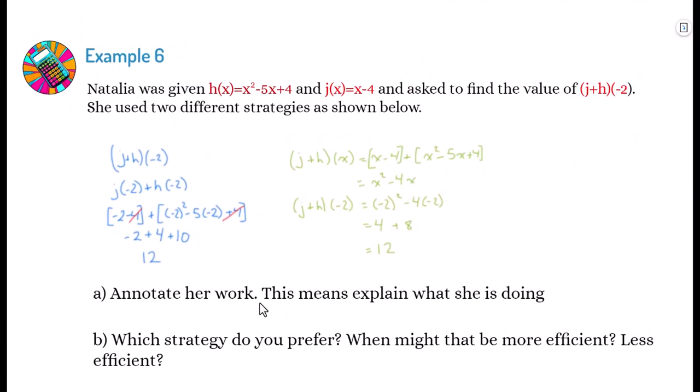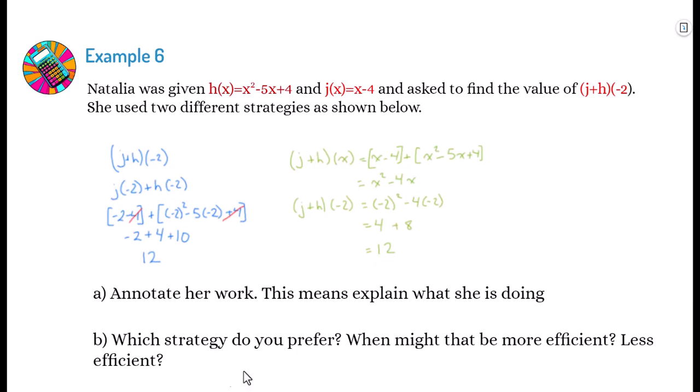In example 6, and you can follow along on the course notes, Natalia was given h of x equals x squared minus 5x plus 4 and j of x equals x minus 4 and asked to find the value of j plus h of negative 2. And she used two different strategies as shown below.